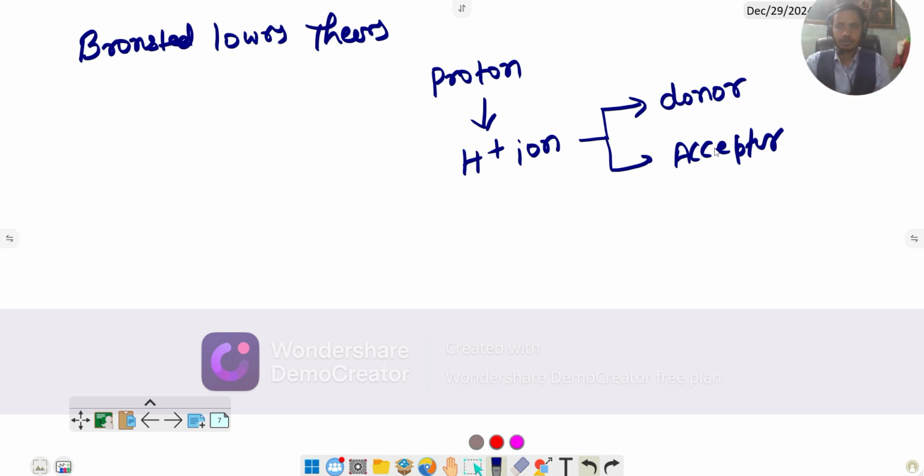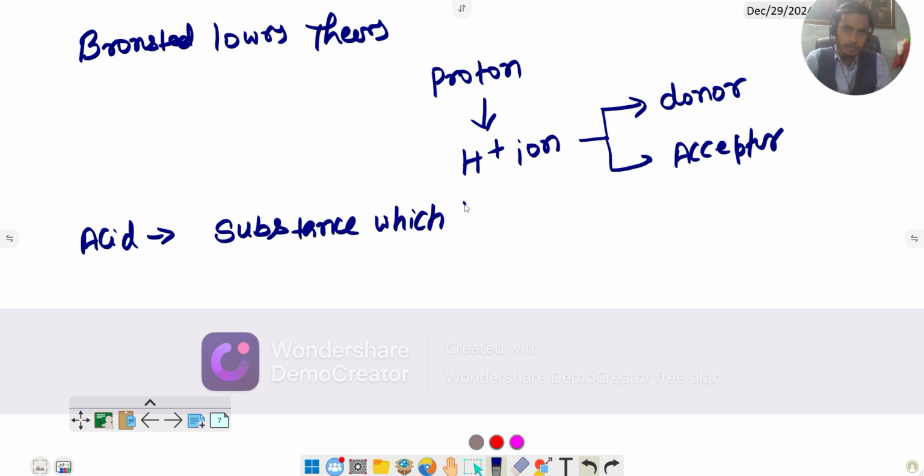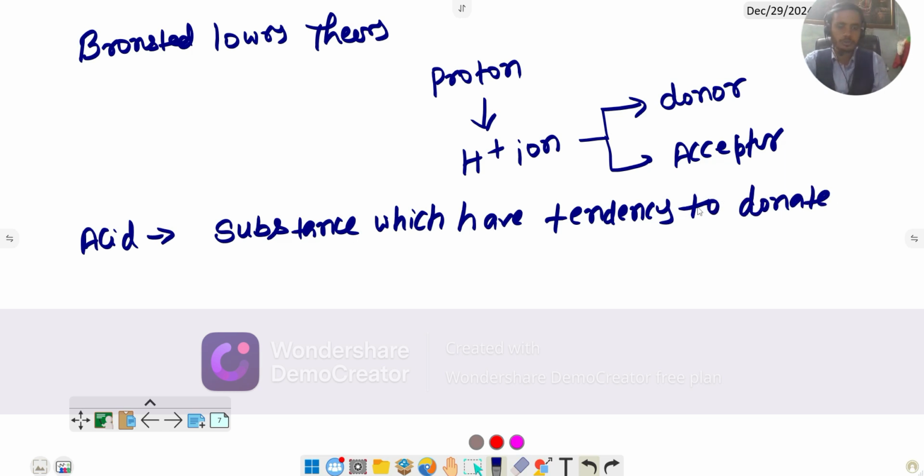Now, dear student, please write down the definition of acid. What is the meaning of Bronsted acid, right? We can write the definition as: the substance which has the tendency to donate a proton in any solvent, right?